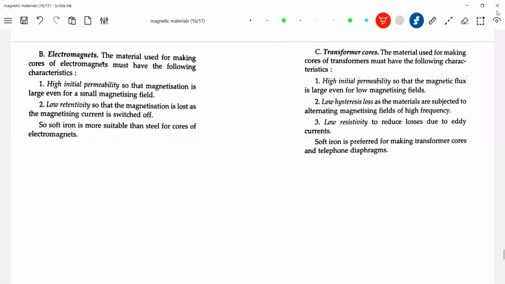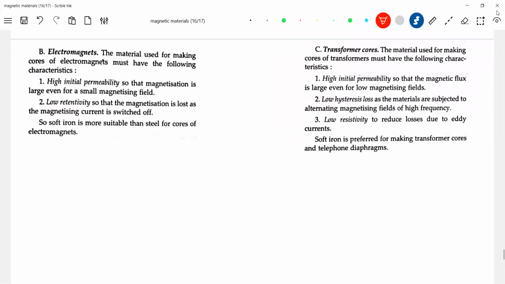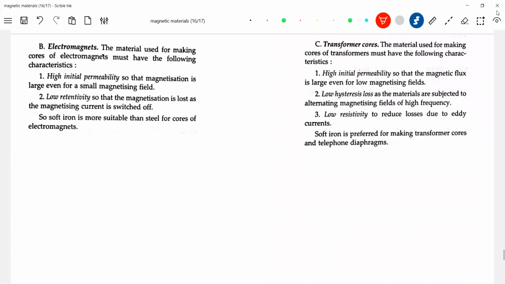Electromagnets. For electromagnets, what type is needed? High initial permeability and low retentivity are needed. What is an electromagnet? As long as current is flowing, it should behave like a magnet. Once current is zero, it should not get magnetized. It should not retain any magnetism. Where do we use it? Loudspeakers. Many applications are there; electromagnets have wide applications.